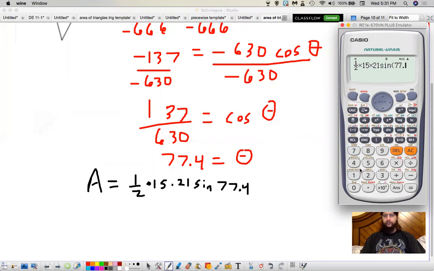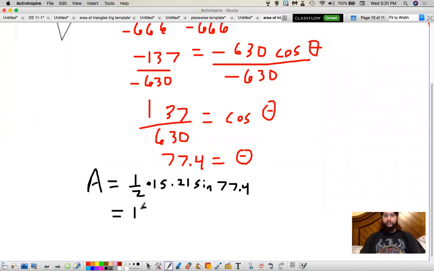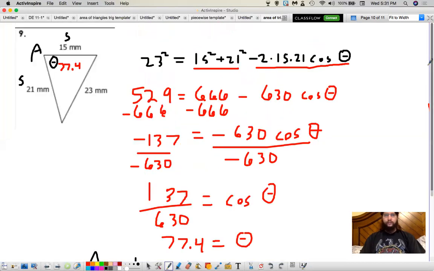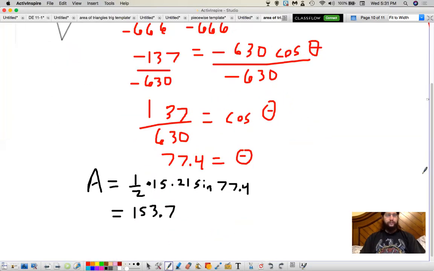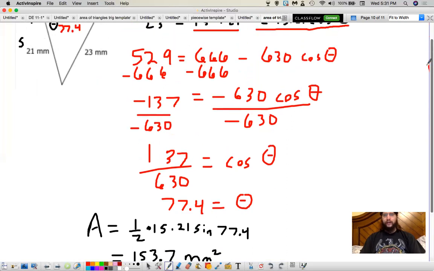I'm going to round. 153.7. That is millimeters. Let's do square millimeters. And that's it for that one. That's about as complicated as this will get.